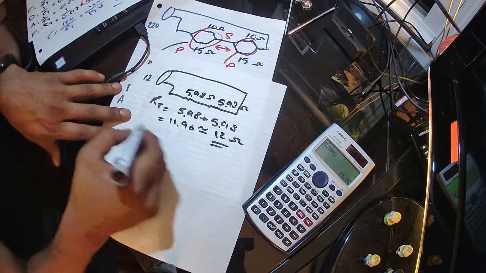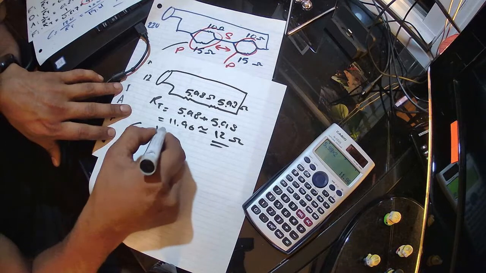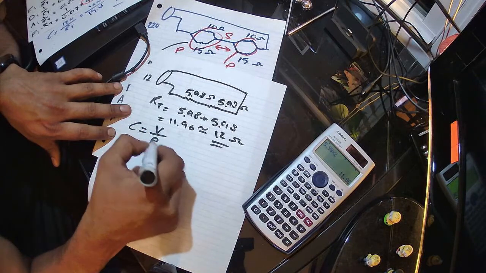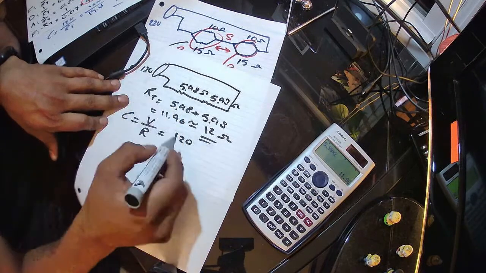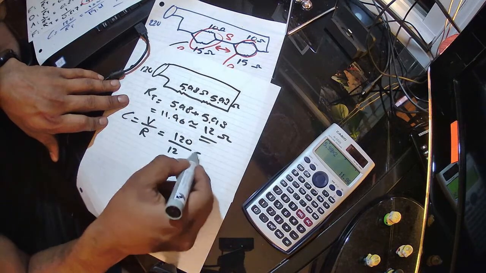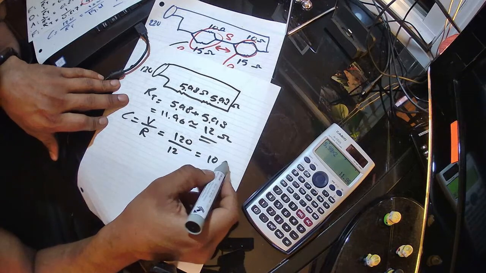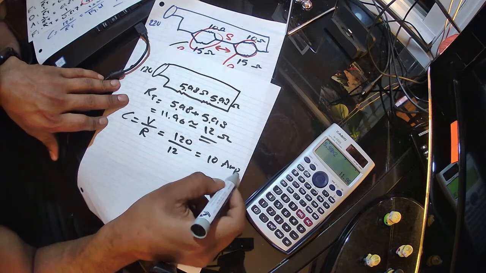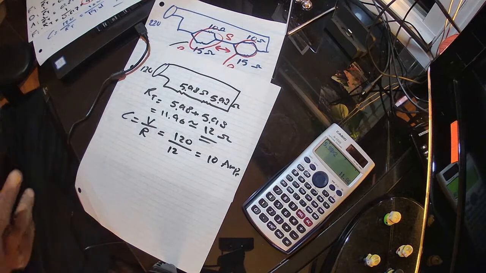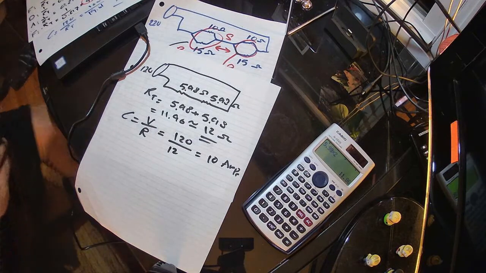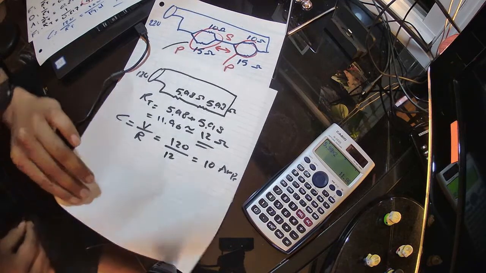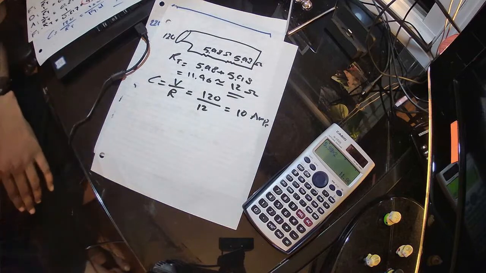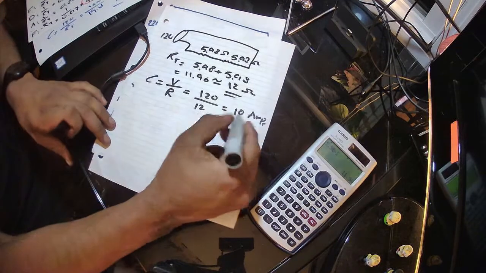And I will find the current, which equals voltage over resistance, which equals 120 over 12, equals 10 amps. Okay, I hope you think this is doable and understandable. So let's take it up a little bit further.